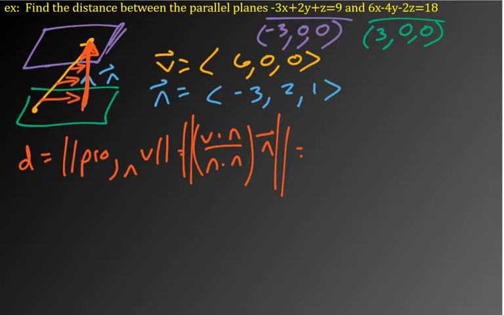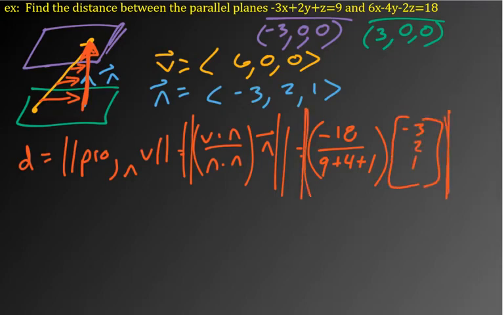And v dot n is negative 18. And then n dot n is 9 plus 4 plus 1. And then we've got negative 3, 2, 1 here. And if you compute the magnitude of that thing, just the square root of the sum of the squares of every term, you should get something that's about 4.8. So the idea is, of course, more important. I really want to make sure you know what you're doing. I don't want you to just memorize a formula to do something like this.